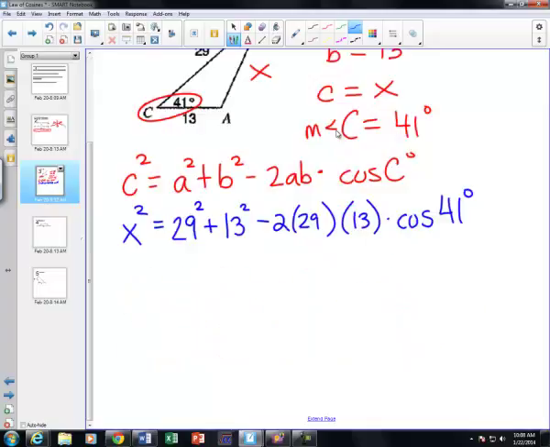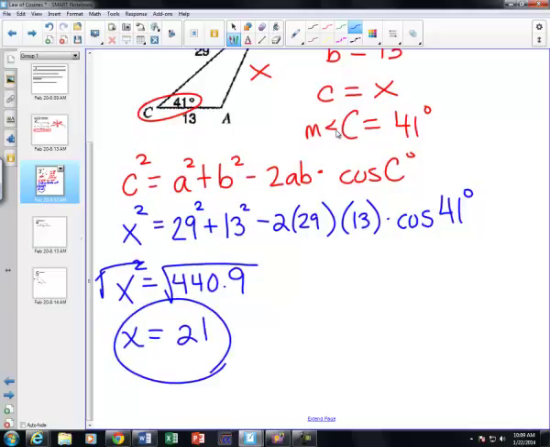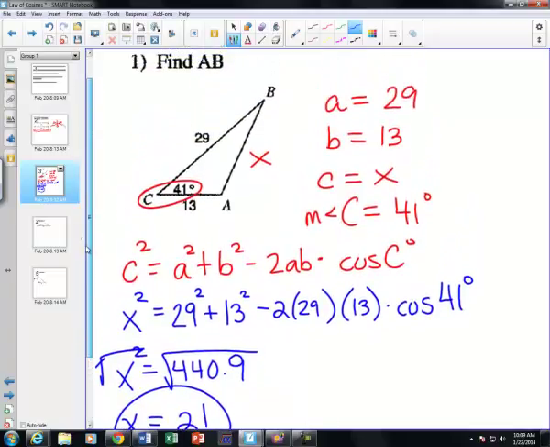So this is actually really easy, because now all you have to do is put that whole right side in your calculator and put the parentheses wherever appropriate. When you type that all in there, you're going to end up with x squared equals 440.9. And then you know what to do next. To get rid of the squared, we square root, and since this is a length of a side, we're going to take the positive root, which comes out to 21. So the length of side AB there is 21 units.